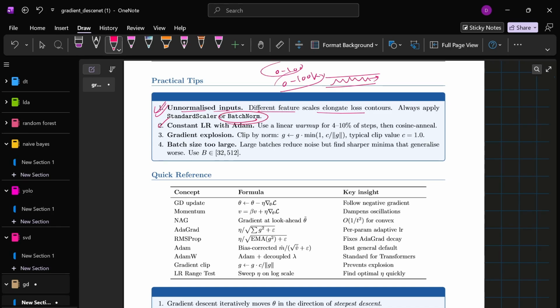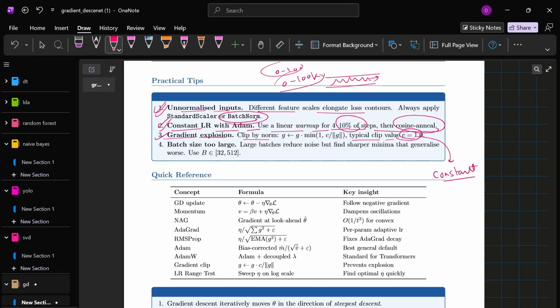Second point is a constant LR with Adam. Don't just set a learning rate and forget it. Use a linear warmup for the first 4 to 10% of the steps and then a cosine decay, which we have already talked about before. This is used critically for transformers. Third one is gradient explosion. Sometimes gradients grow astronomically and your model breaks with NaN loss. This can be fixed by gradient clipping. If your gradient norm is greater than C, which is usually a constant, scale it down.